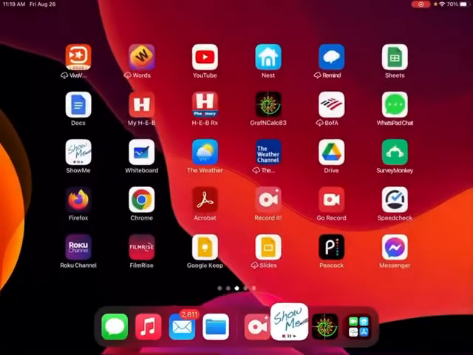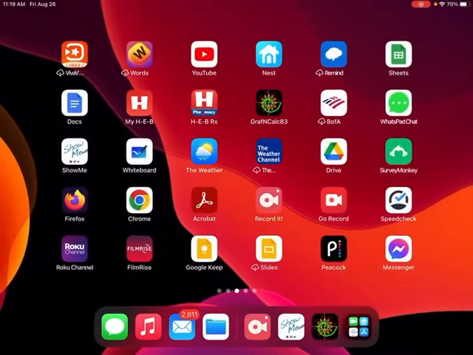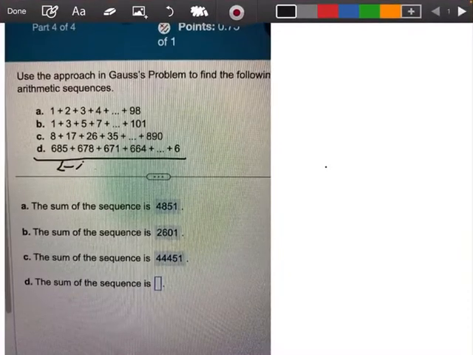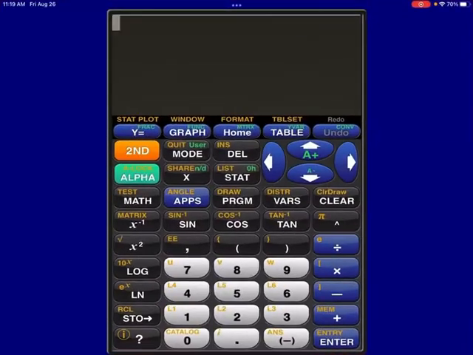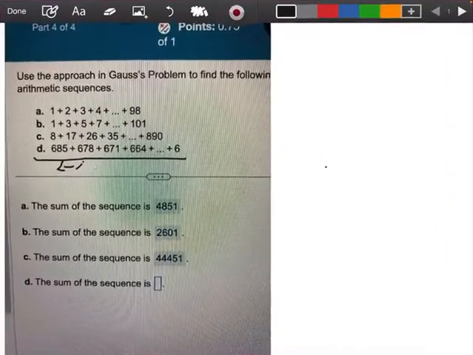So I'm going to take my calculator right here. Let me clear this out. So let me see, what were the numbers again? 685 and 678. So we're going to say, what's 685 minus 678? And so the difference in those numbers is 7, right? So we know that the difference in each of those spaces there is going to be 7.